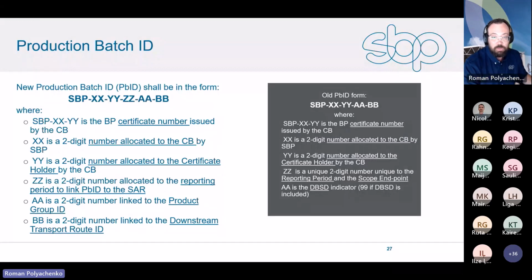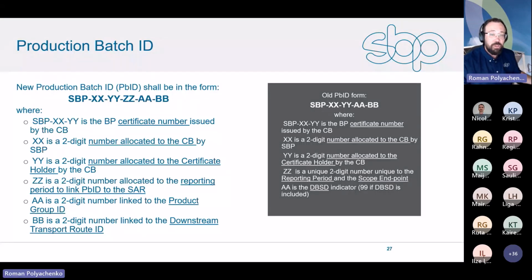So now the data in the new format will also carry the product group data and will be dynamic for all the transactions. On the left, we have the new format, and the new format includes the certificate number and the CB accreditation number, which don't change, and the reporting period number, which is used to link to the valid SAR report.